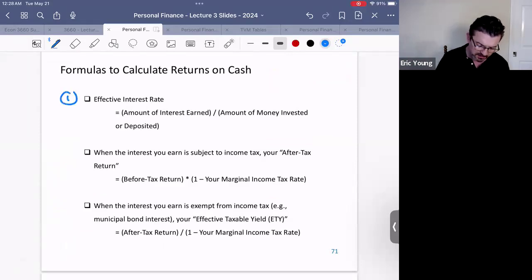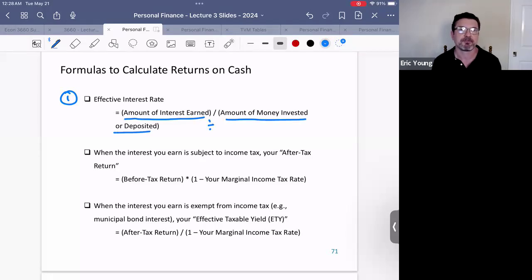Okay. One of them, obviously the most basic formula, is the effective interest rate. If you buy an asset and you want to figure out what effective interest rate you earned on it, it's just going to be the amount of interest that you earned divided by the amount of money that you invested or deposited. This is a really common, broad idea. The amount that you earn divided by what you paid to earn that amount, that's your effective return, your effective yield, your effective interest rate.